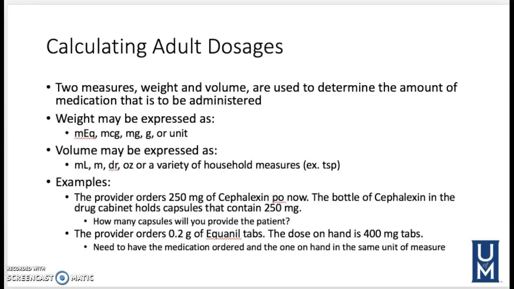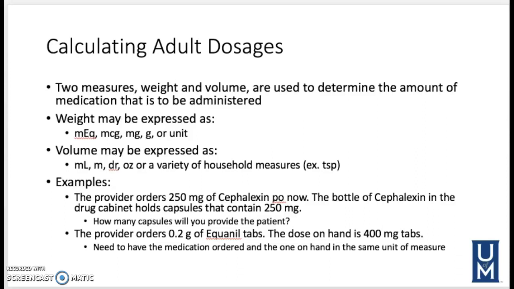So calculating adult dosages. Two measures, our weight and our volume, so we already talked about that. That's going to be our grams and our liters, which are important to determine the amount of medication that is to be administered. The weight may be expressed as milliequivalents, micrograms, milligrams, grams, or units. So that's our weight.